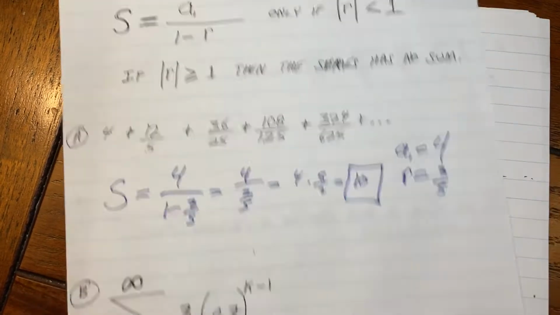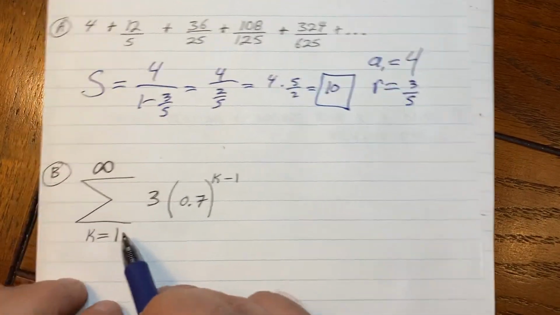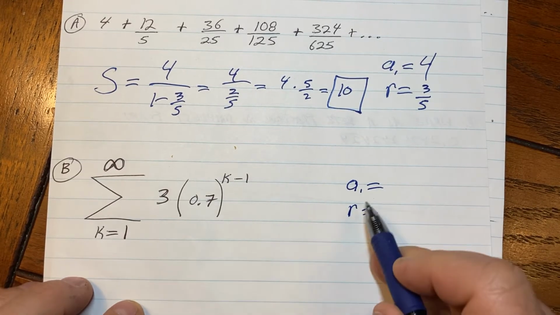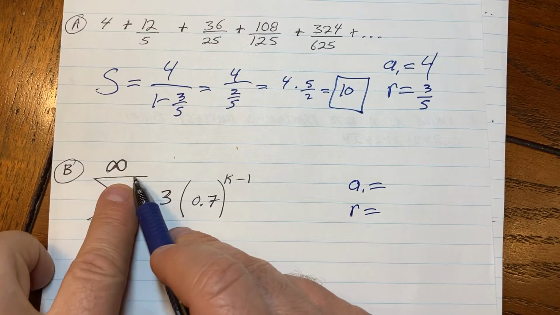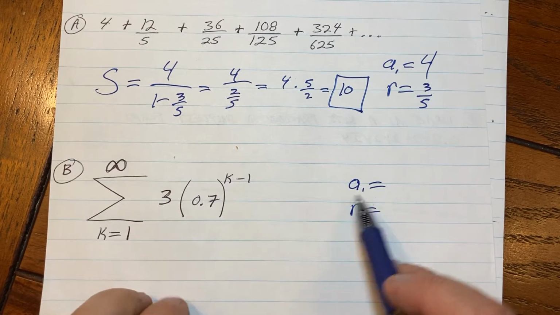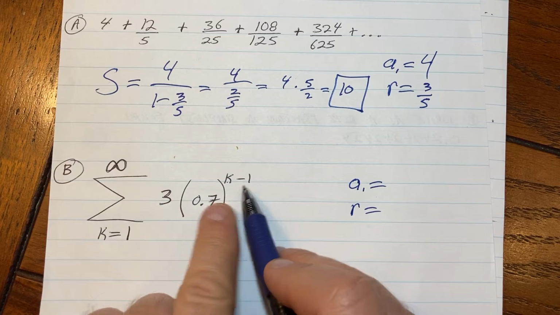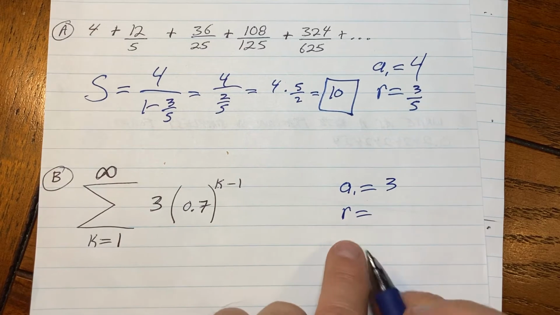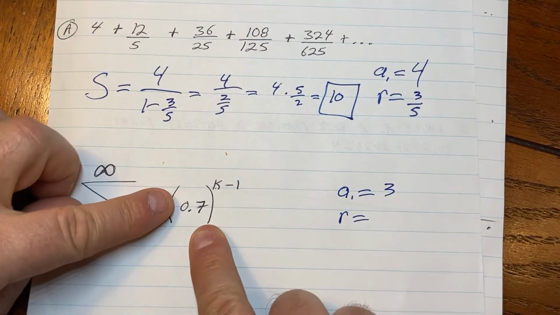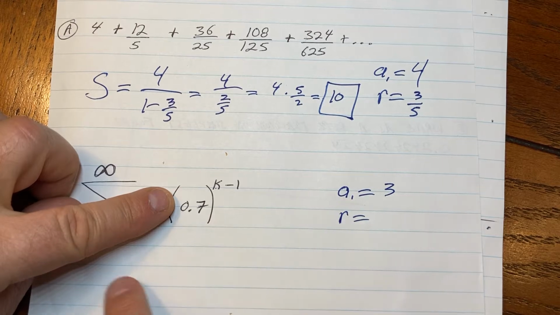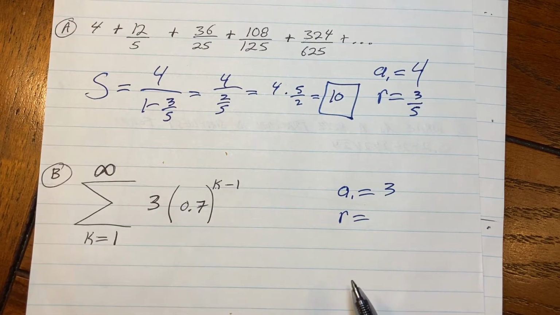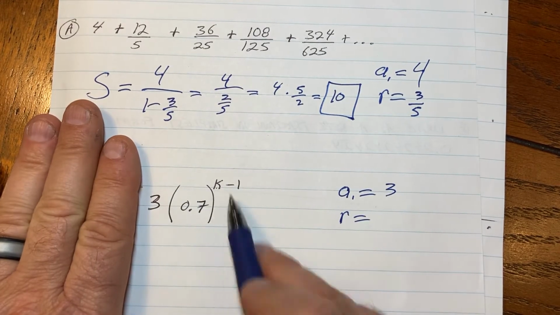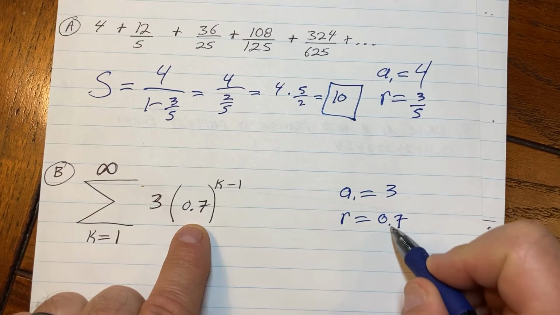Next one, what about this? What do you do? We need to find these values. What's the value of a sub 1? Well, the upper limit's infinity, so the value of the first term: k is 1, 1 minus 1 is 0, that to the 0 power is 1, times 3 is 3. The first term has a value of 3. R: if you want to find R, you can find the first 4 or 5 terms and then find the value of R, but that right there is the formula for the geometric sequence. That's R, so it's 0.7.